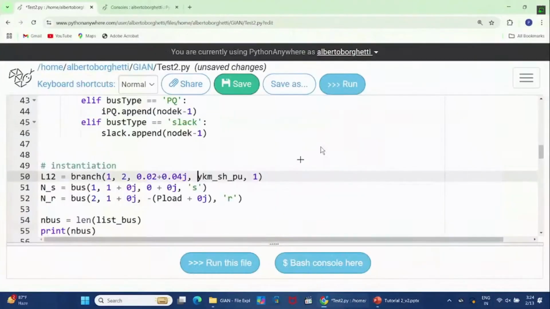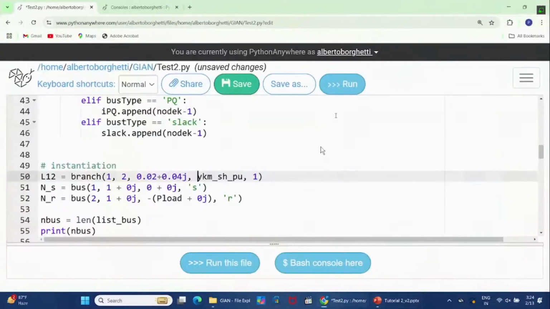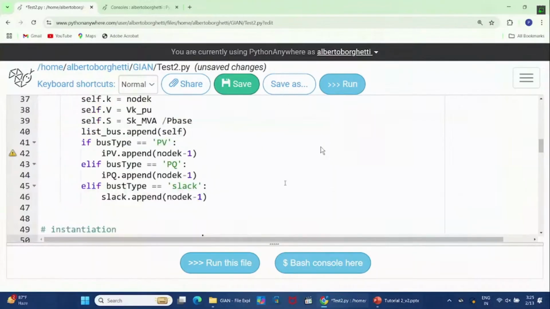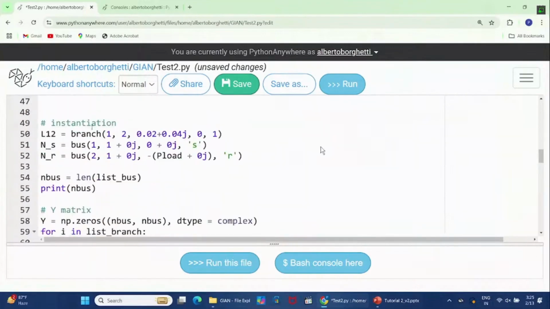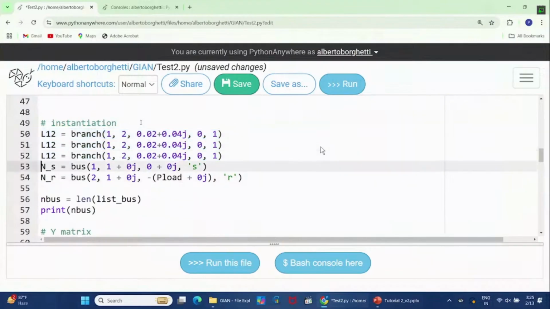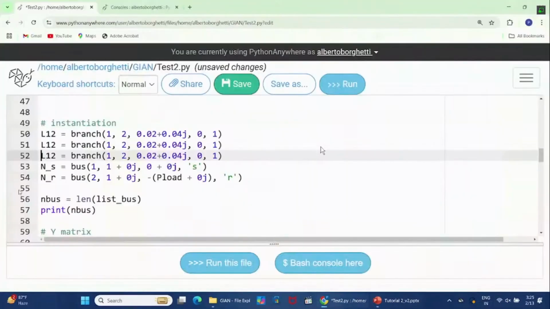And then we need to put the admittance, and you see that in this example there is no shunt admittance in the line. It is neglected. So we need to put 0. The 1 is just the ratio, but these are our lines, so there is no transformer, so I put 1. I do the same for all the lines, so not only 1 and 2, but also the other 2 lines. There is a line between 1 and 2, the line between 1 and 3.